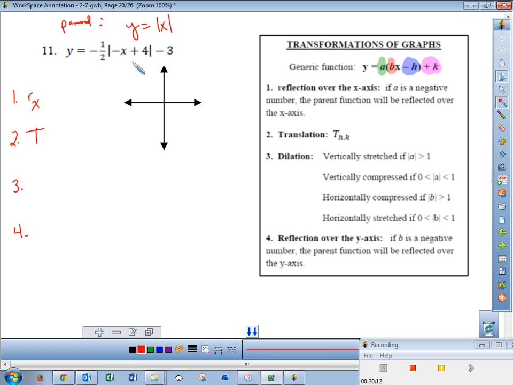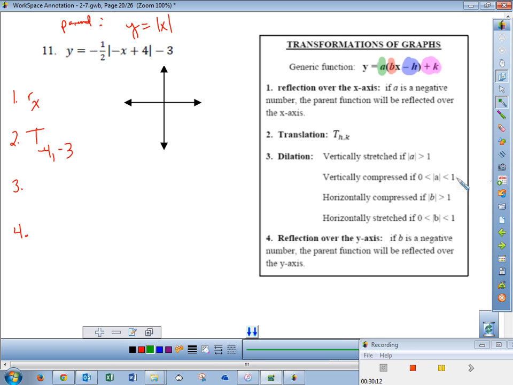You'll always put something. Looking at him, what will I put? 4 or negative 4? And then it goes to negative 3. That's probably the easiest part of all four of these things. I don't know, that's my opinion. Dilation. Was there any kind of dilation?